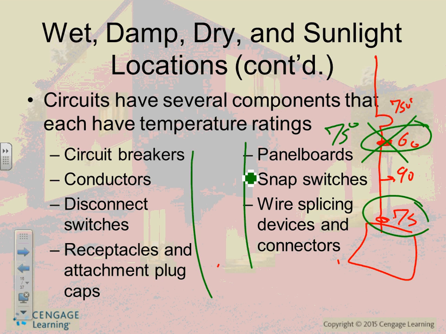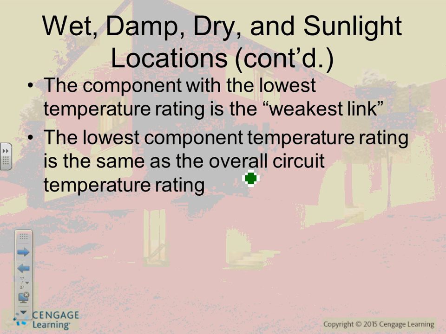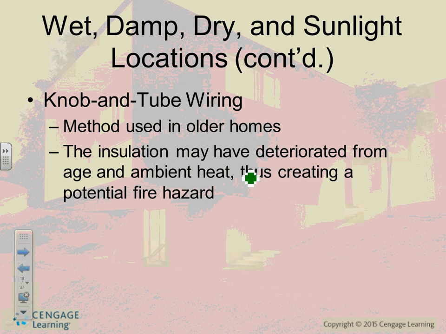So if you stapled here, you did a box, and you did a wire nut, and this wire nut here was 60 degrees, the whole system becomes what? 60. You have to go to that column to find the ampacity of conductors. Can I drill into your mind the term weakest link? The lowest temperature rated component in the circuit. That's what the weakest link is in the whole circuit.